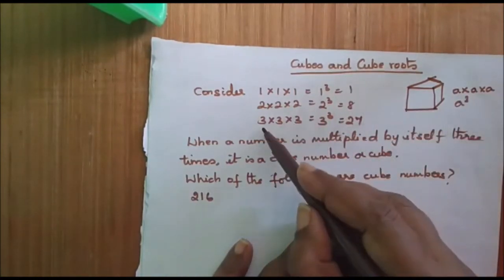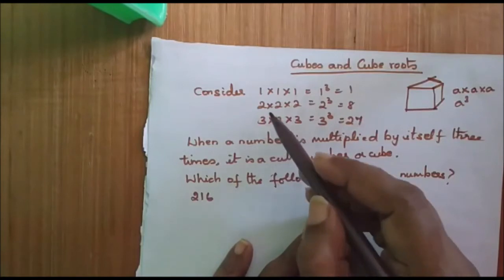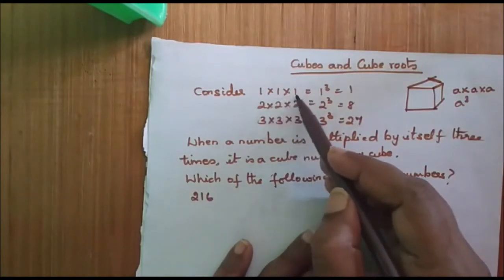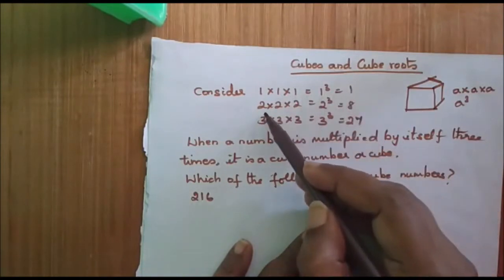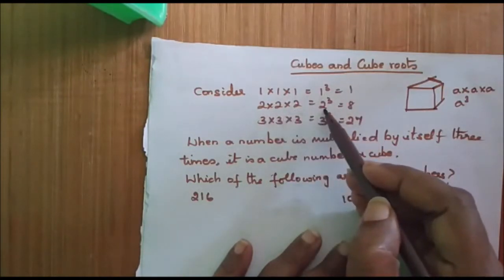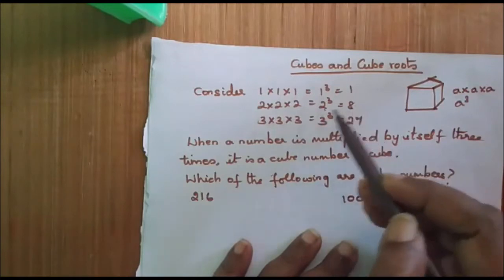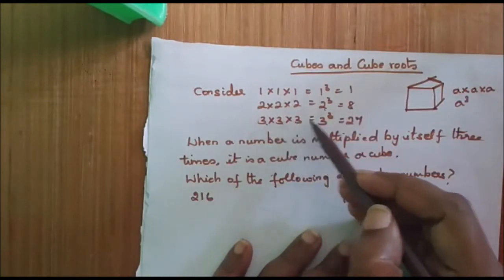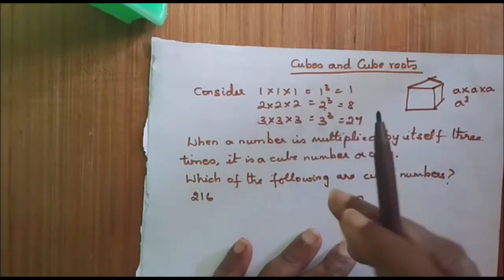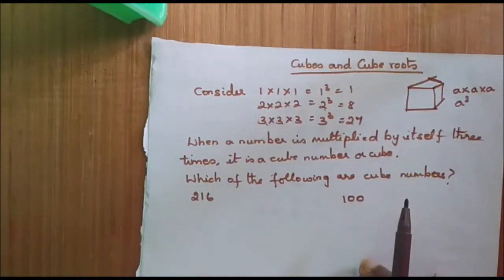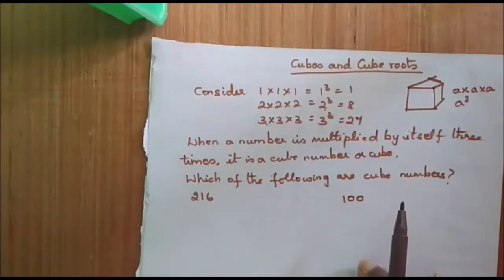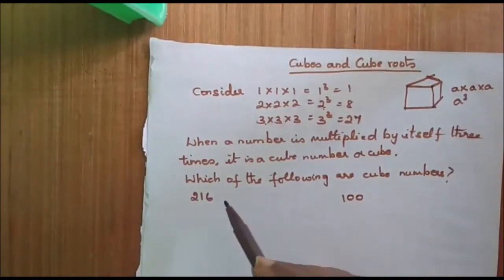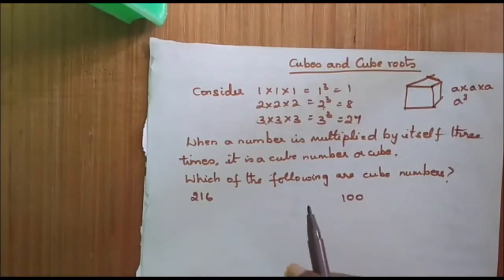Similarly, if I multiply a number 3 times, that is 1 into 1 into 1 is equal to 1 cubed, which is equal to 1. 2 into 2 into 2 is equal to 2 cubed, which is equal to 8. 3 into 3 into 3 is equal to 3 cubed, which is equal to 27. So when we multiply a number by itself 3 times, it is called the cube of that number. Now, which of the following are cube numbers?